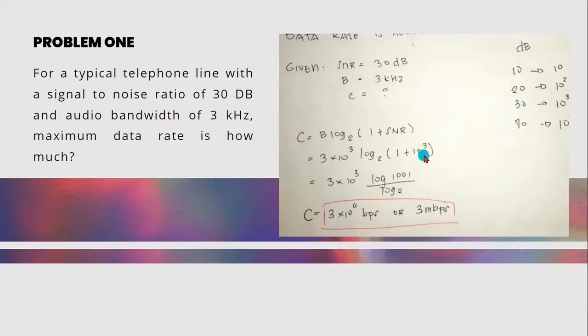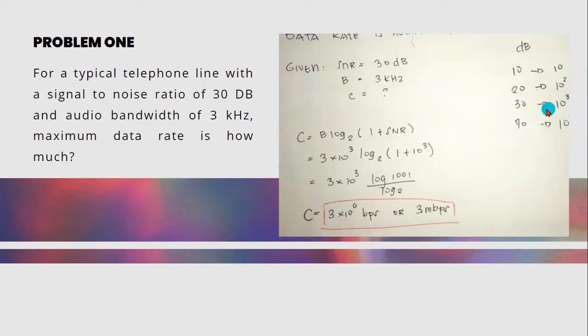First, in SNR, we cannot use the value in terms of dB, so we need to convert it into a numerical value. On the right side of the presentation is the conversion of dB. 10 dB is equal to 10. 20 dB equals 10 to the power of 2, 30 dB is 10 to the power of 3, and 40 dB is 10 to the power of 4. So in our problem number one, we have 30 dB, so we use 10 to the power of 3.